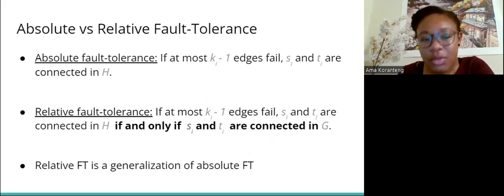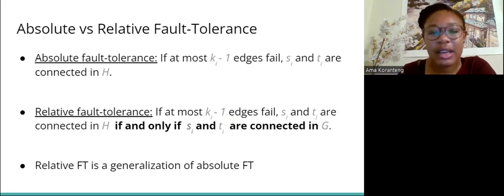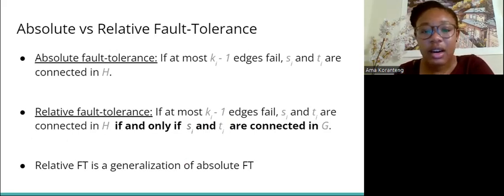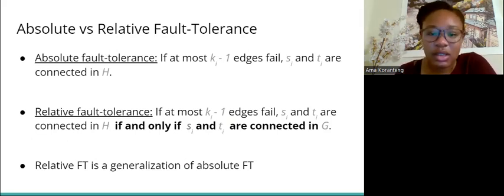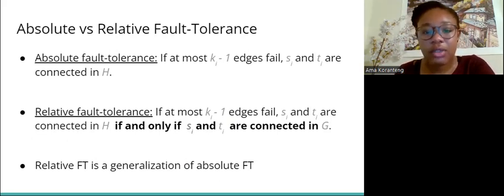So to state all this a bit more formally, with absolute fault tolerance, we're asking for s_i and t_i to stay connected after removal of any set of k_i minus 1 edges. And again, notice that this demand does not take into account the fault tolerance of the input graph. And with our idea of relative fault tolerance here, we only demand fault tolerance when we know G itself has enough connectivity to tolerate those faults. And a very important note here is that relative fault tolerance is actually a generalization of absolute fault tolerance, because these two definitions are the same when the input graph already has the desired connectivity.